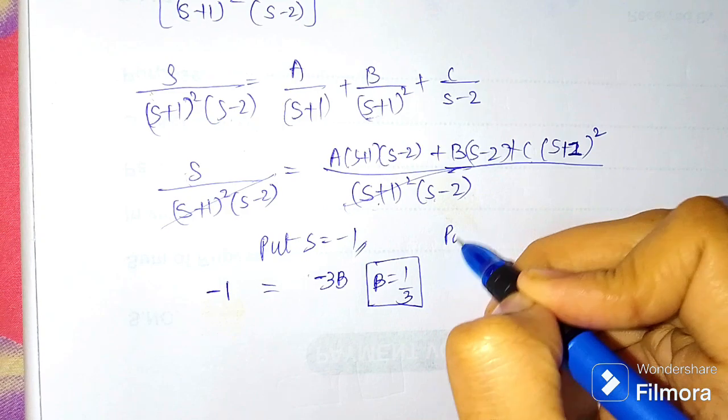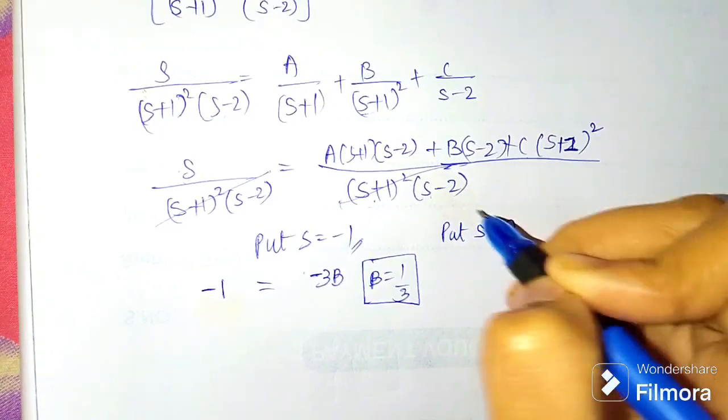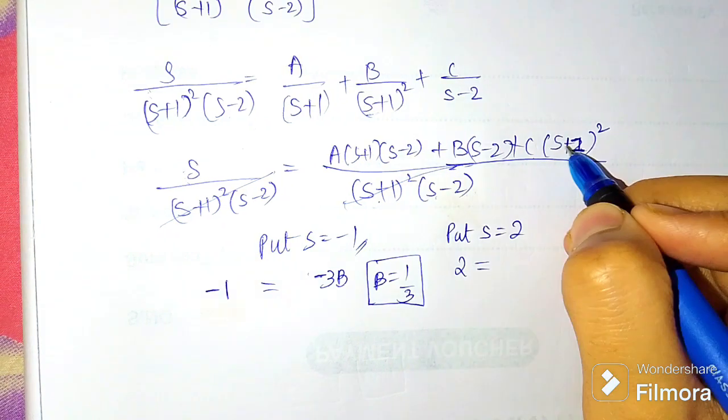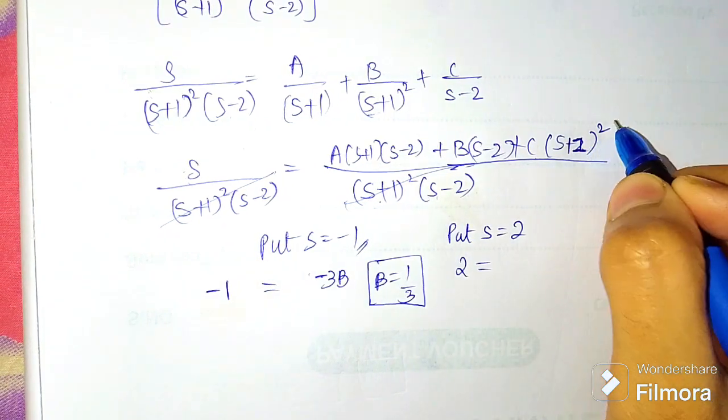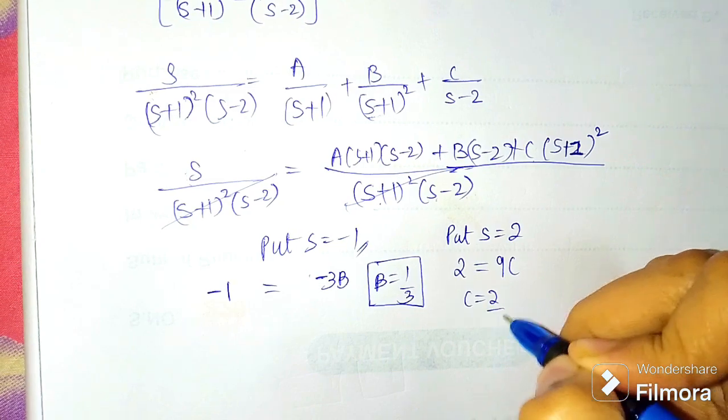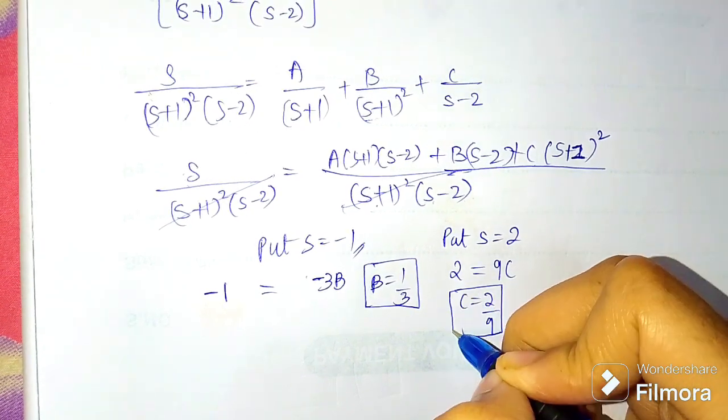Next, put s is equal to 2. So this side will be 2. This side will be 0, 0. This will be left: 2 plus 1, 3. 3 square is 9. So 9c. So c is 2 by 9. So we got two values.